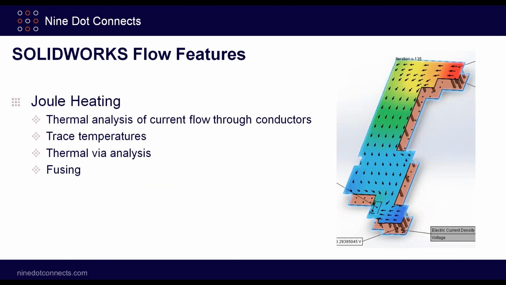Another thing it offers is Joule heating. This is when we look at the thermal effect of current flow through conductors, and that gives trace temperature. We can look at the effectiveness of thermal vias. We can look at fusing, either intentional or unintentional fusing.